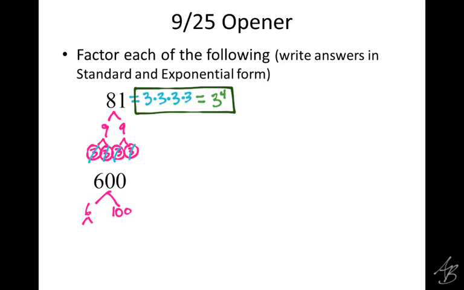All right, how about that 6? 2 times 3. How about the 100? Okay, we could do 2 and 50. That's probably not what I would do, but I'll go ahead and do that. So we've got 2 and 50. What's another way of doing 100? 10 and 10 would work also, right? Let's keep going with the 50.